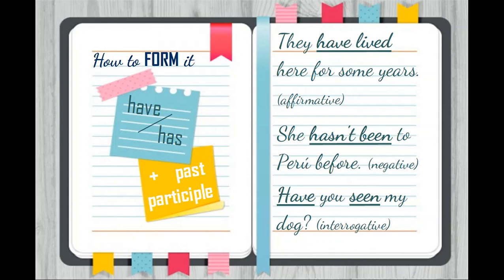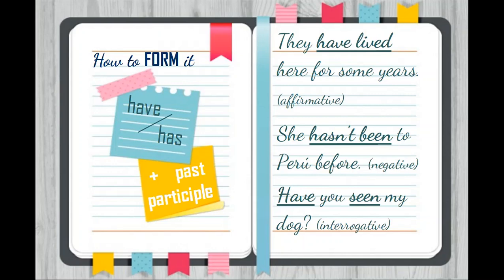We use have or has plus the past participle. For example, they have lived here for some years, or she hasn't been to Peru before. Fíjense cómo para negar solamente agregamos not o n't al has o have. Eso es todo.